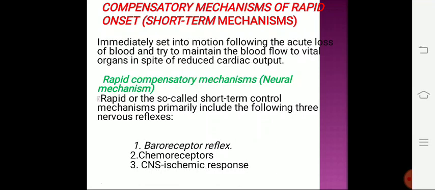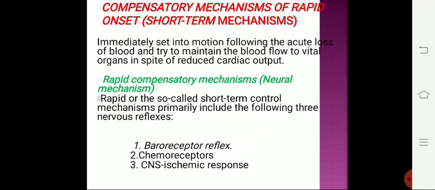Rapid or so-called short-term control mechanisms primarily include the following 3 nervous reflexes: baroreceptor reflex, chemoreceptor reflex, CNS ischemic response. As we already discussed the baroreceptor reflex, chemoreceptor, CNS ischemic response, I am going to describe them in brief.